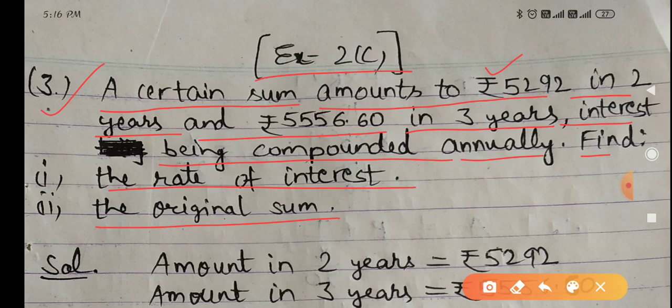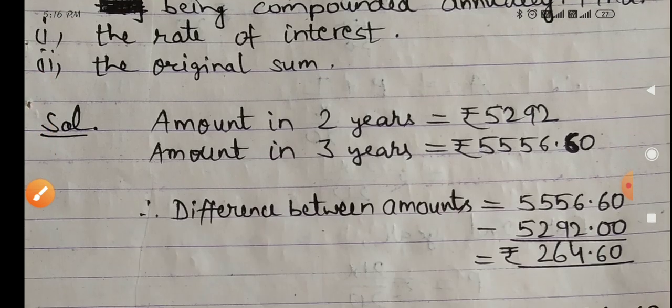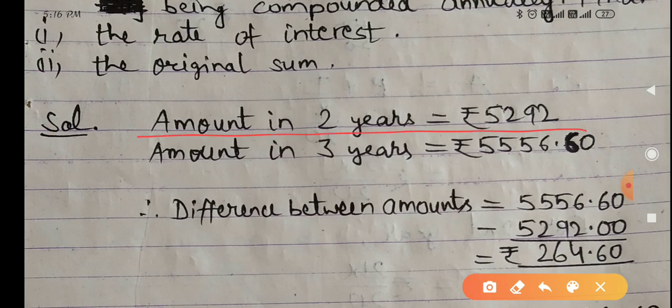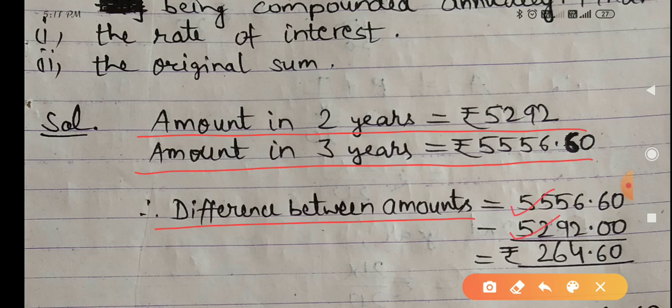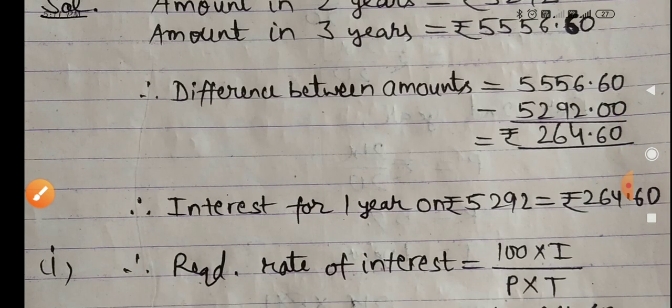So you will find their difference. Just before I told you the concept, you can see here I have written amount in 2 years 5292, amount in 3 years 5556.60. So the difference between the amounts, amount in 3 years minus amount in 2 years, is coming 264 rupees 60 paise.